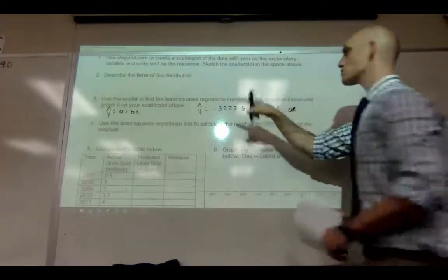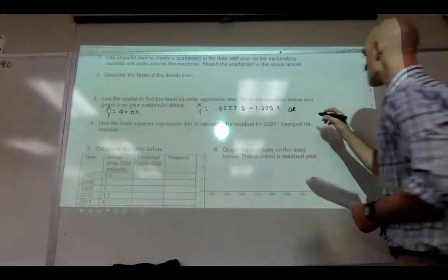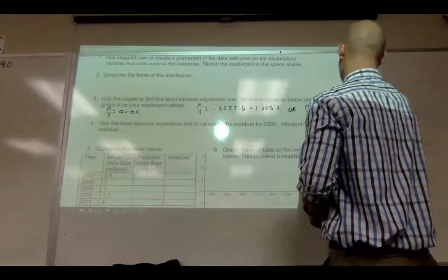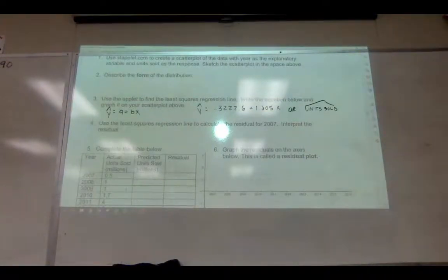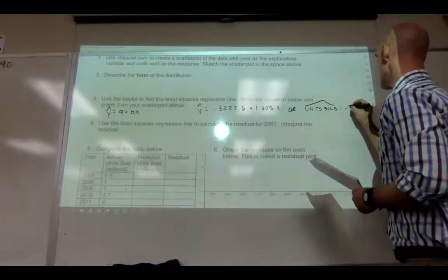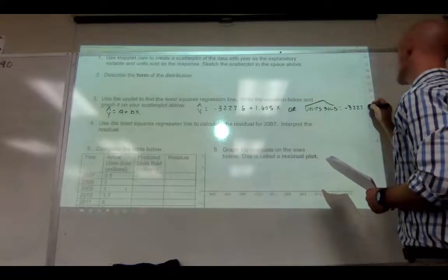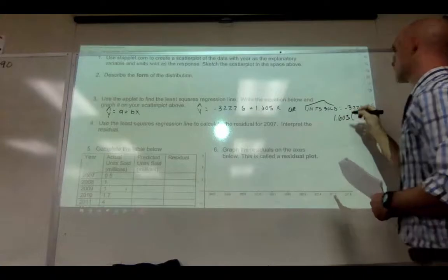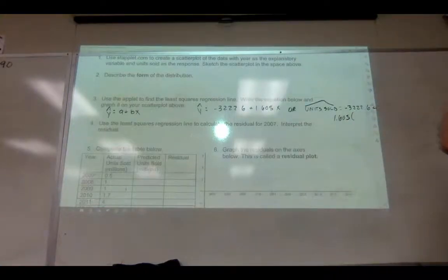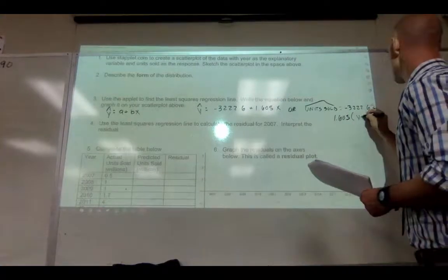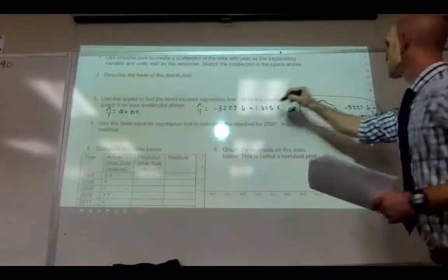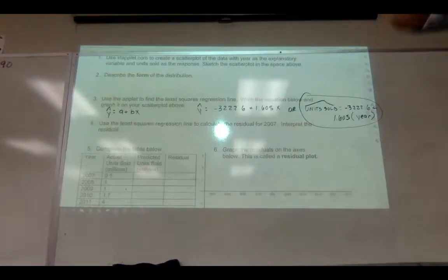What does y hat represent? Units sold in millions. So units sold hat equals negative 3222.6 plus 1.605, and what goes in my parentheses? Year. Why is this a good step to go through? It gives you context. It helps you know when you get down the line.